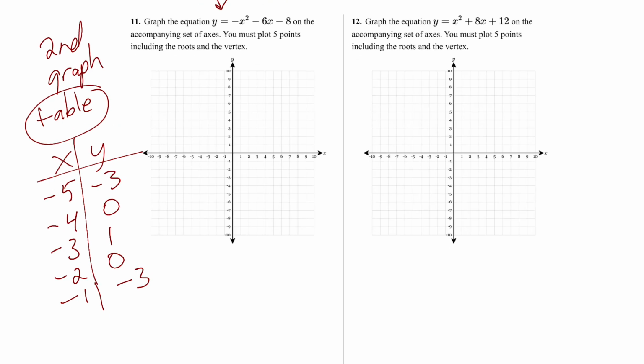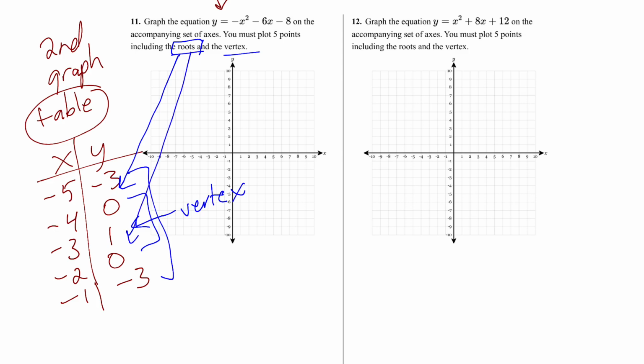So looking at our y values, you should notice that this is our vertex because there is symmetry around it. So we are looking in the y column to find that. And when we plot our points, we have to include the vertex as well as the roots. The roots are going to be the ones that have 0 for y, like that. So here's our first point, (-5, -3). Then I have (-4, 0), (-3, 1), (-2, 0), and (-1, -3). And I'm going to sketch the curve of my parabola like this, and I'm done.